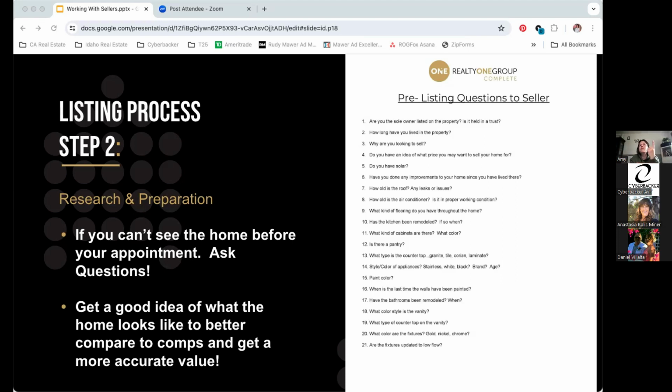Are you the sole listed owner on the property? Is it held in a trust? Right? How long have you lived in the property? Why are you looking to sell? Do you have an idea of what price you may want to sell the home for? Do you have solar? Have you done any improvements to your home since you have lived there? How old is the roof? Any leaks or issues? How old is the air conditioner? Is it properly working? What kind of flooring do you have throughout your home? Has the kitchen been remodeled? If so, when? What kind of cabinets are there? What color? Is there a pantry?